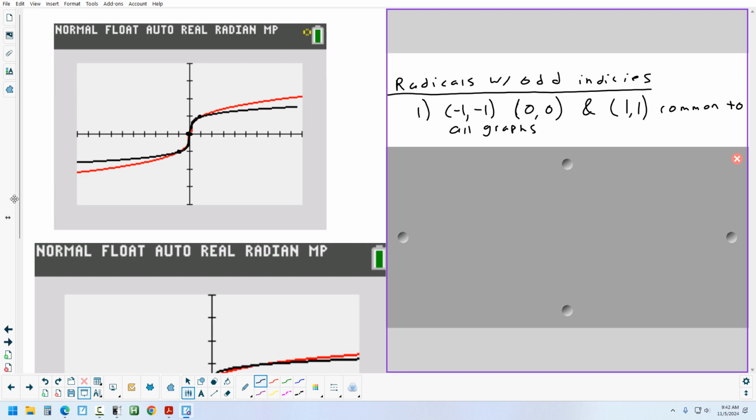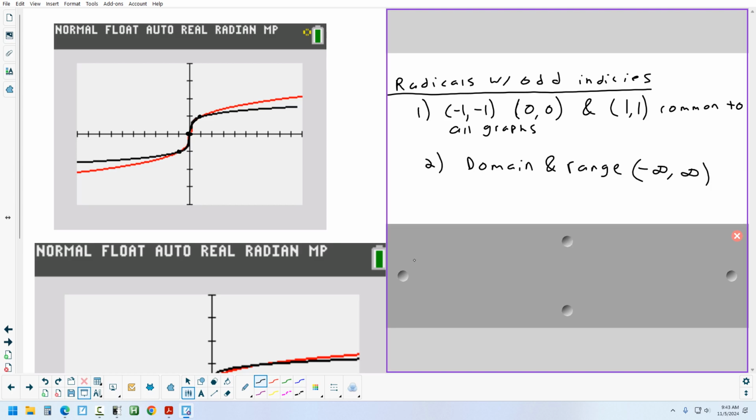How about up and down? How far up and down does it look like odd roots go? What is it? Negative infinity to infinity as well. Yep, they're going to go left and right forever, and they go up and down forever. It doesn't look like, especially the black one here, that it's going up and down forever, but it is. It's just a very gradual up. But that's always the domain and range for any odd root that you draw.